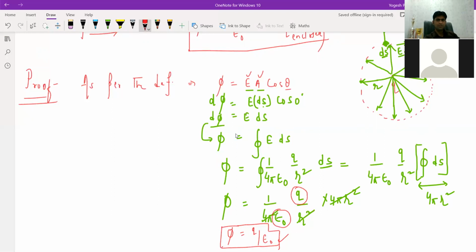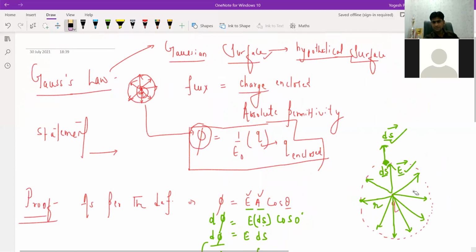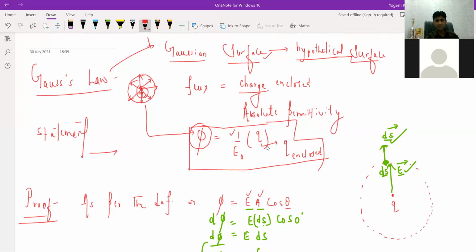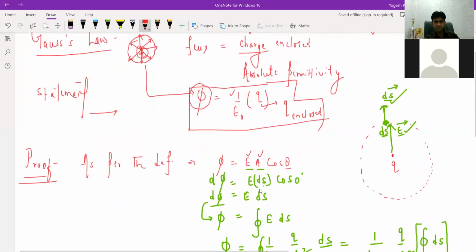Any doubt in this? This diagram I have just drawn to explain to you, but if you draw it like this, it will be a little clearer. You can draw this much portion. This is the direction of the electric field, and this is the area vector. The statement of Gauss law is that the flux through a closed surface is equal to 1 by epsilon naught times the charge enclosed within the surface, and this is the proof we have considered. The radius of this Gaussian surface is r.